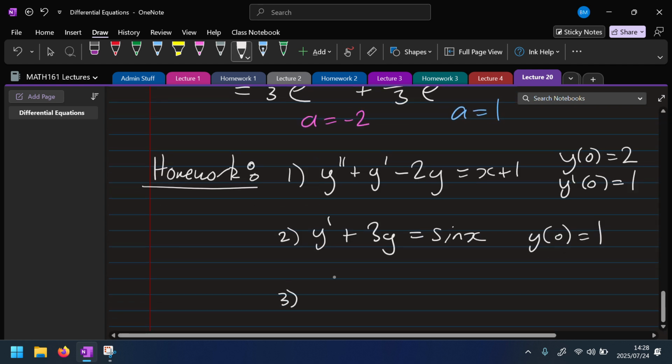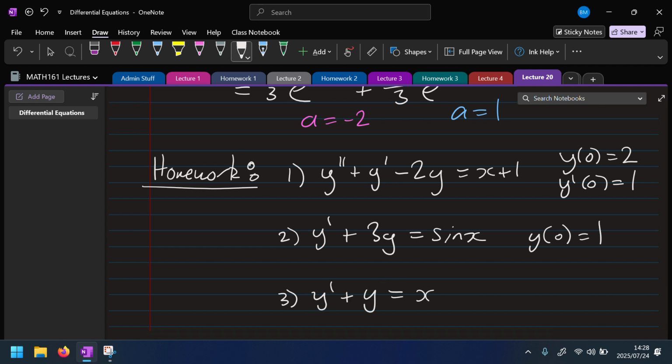Okay, and then number 3: y prime plus y is equal to x squared. Again, it's a linear first order differential equation. So you can do it using an integrating factor, or you can do it using the Laplace transform. So if you want your 10 out of 5, you can do it both ways. Okay, and then y of 0 is 3.